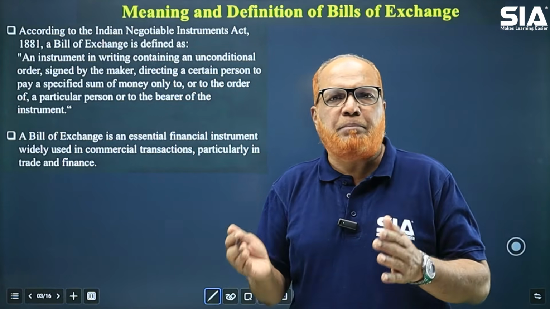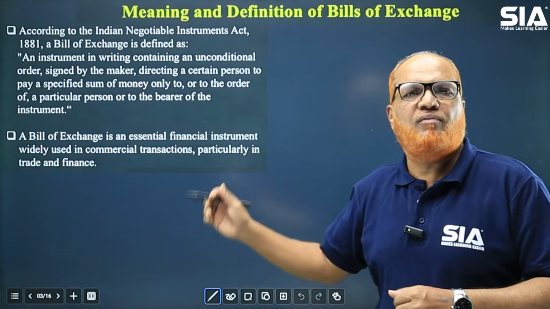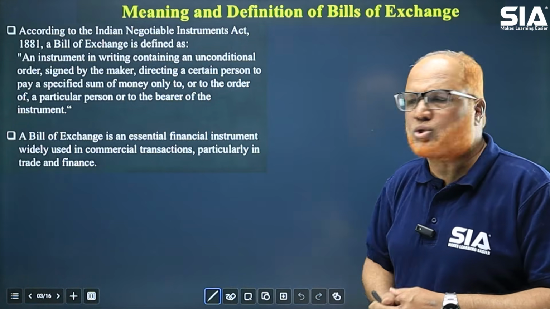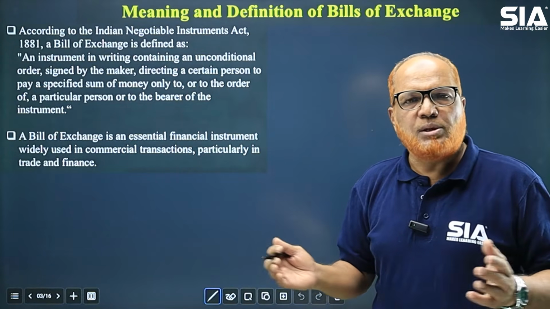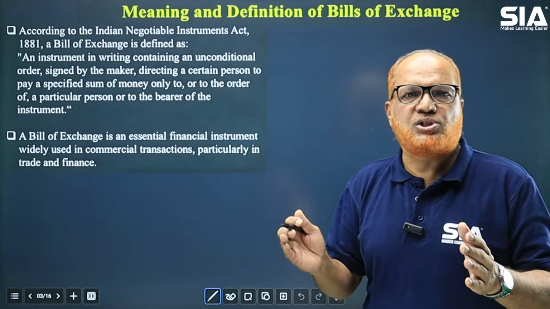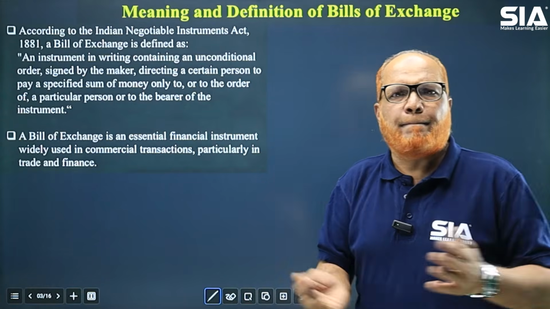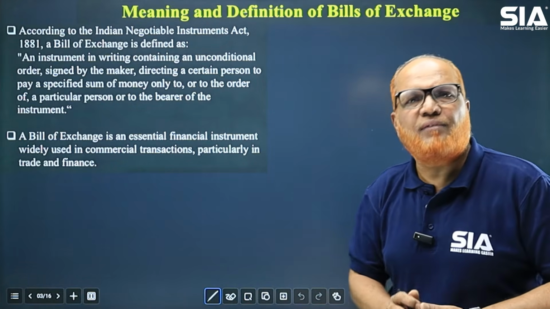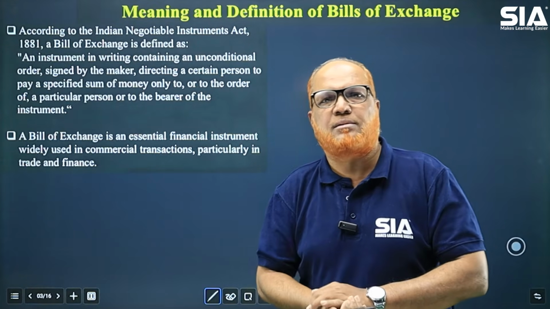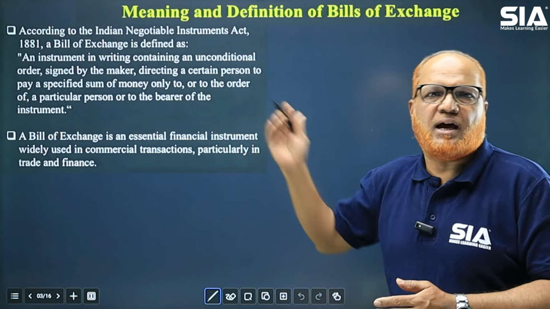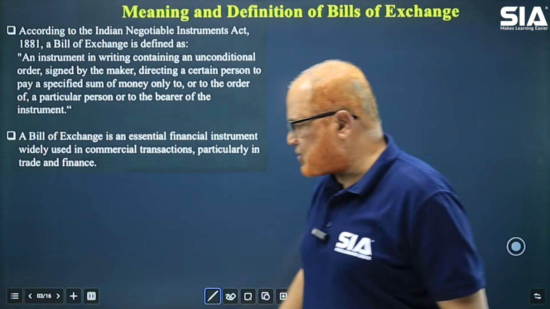The commercial transactions like purchasing, selling of goods, settlement of accounts. For all these commercial transactions, we make use of this financial instrument. And in trade and finance, normally it will be used. So in simple words, it's a financial instrument which is used to settle credit transactions in trade and finance. This is the meaning. But I suggest you remember the definition given by law, because in that definition, all the ingredients of the bill of exchange are specified in the Act. So this is the meaning and definition of bills of exchange.